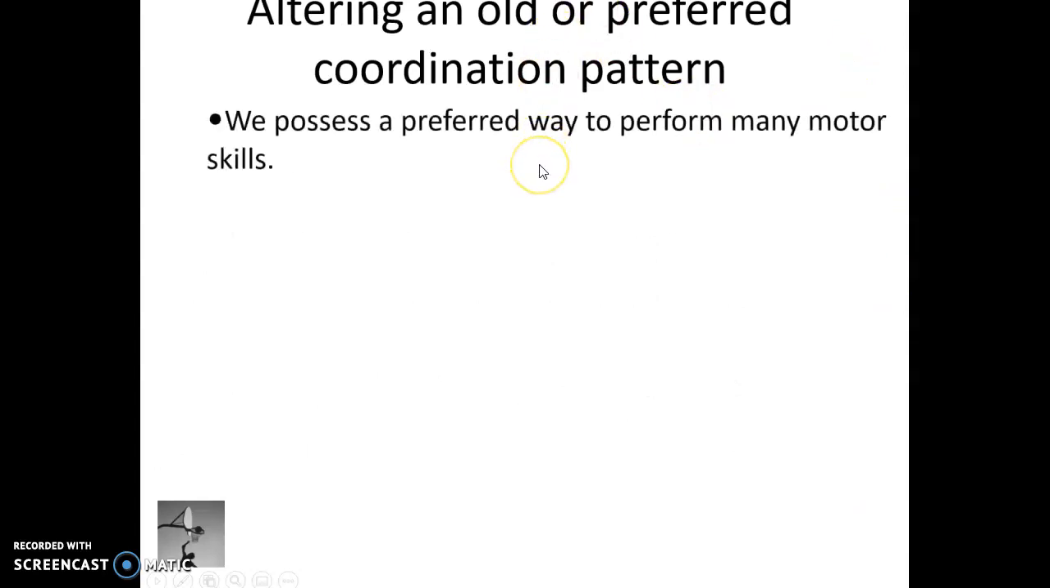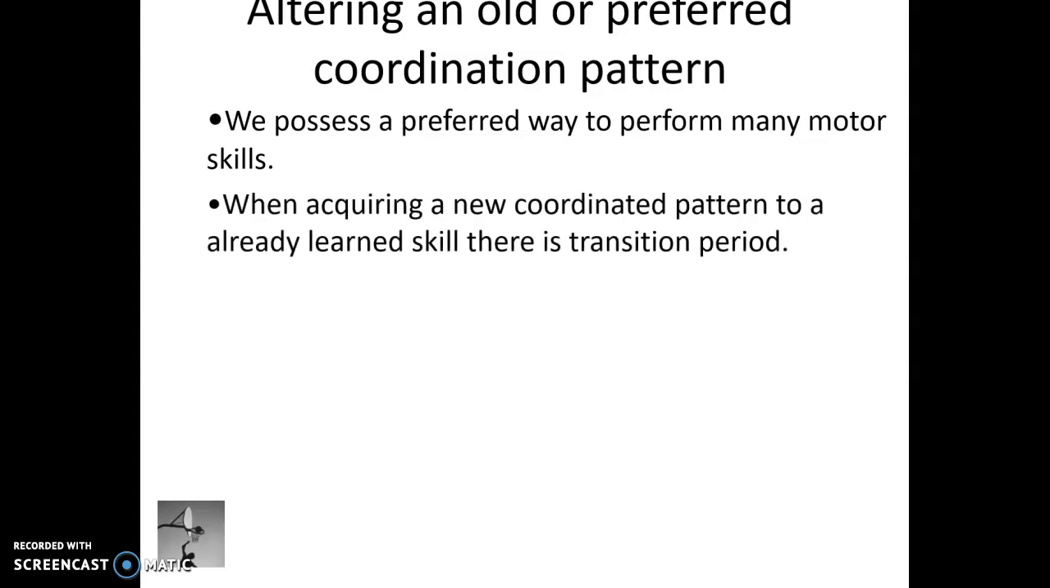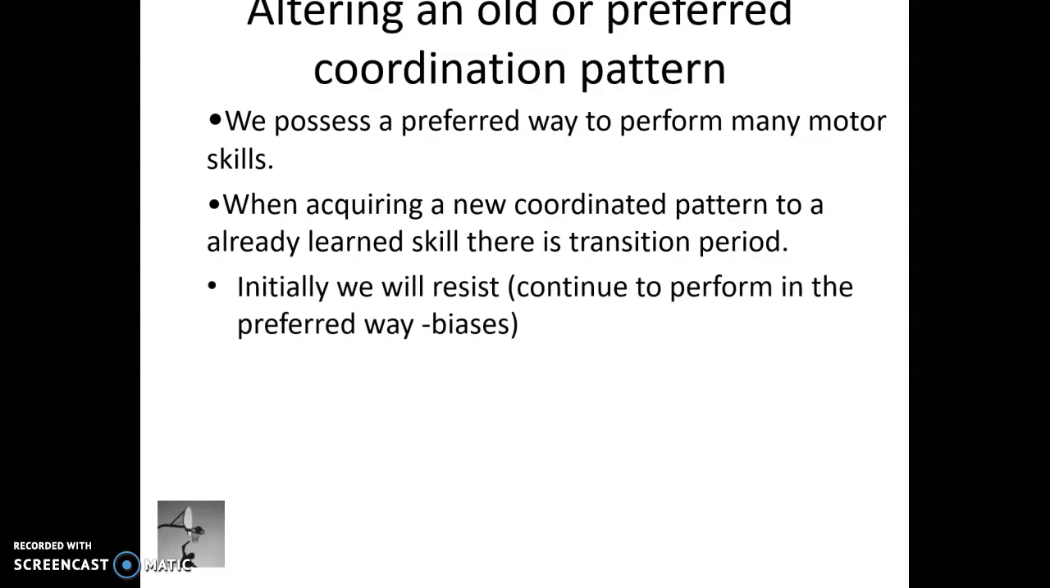When we talk about changing patterns, I think we alter an old pattern or a preferred coordination pattern. We all have a preference, a way we like to do a motor skill, a preferred way of doing it. Whenever we try to change that pattern, there's what we call a transition period. And usually, if you've ever tried this, you're trying to learn a new technique on a skill maybe that you've already learned from a while back. Before you get better, you're going to get worse, right? We tend to resist change, and we continue to want to perform in the way that we've done in the past.